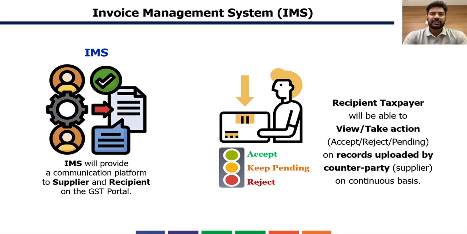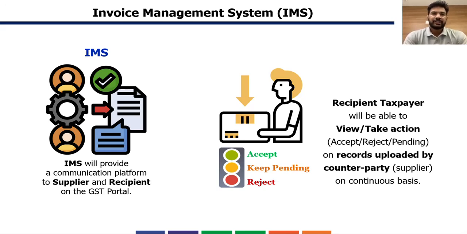Why is IMS required? There can be certain scenarios where the taxpayer is not sure about the eligibility of ITC, or the ITC is eligible at some later point of time but not eligible as of now. In the GST system there is no facility to keep those invoices pending, or to reject records wrongly uploaded by the supplier that do not belong to the recipient, or belong to the recipient but have certain errors. So the recipient taxpayers can take actions on those records and can finalize their GSTR 2B accordingly.